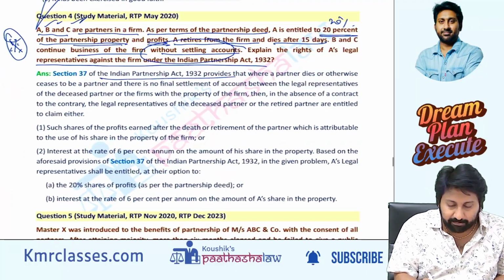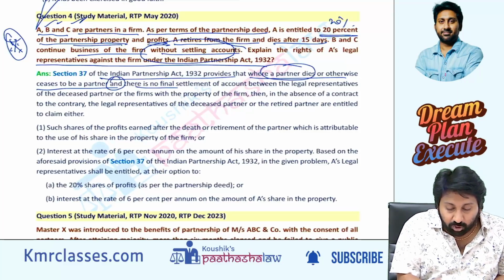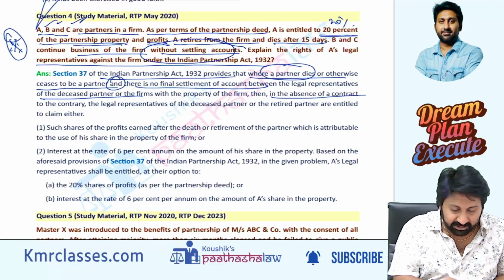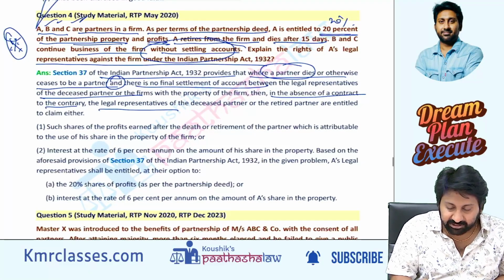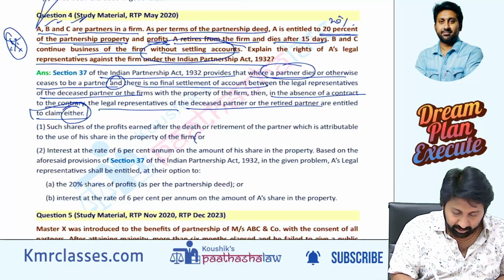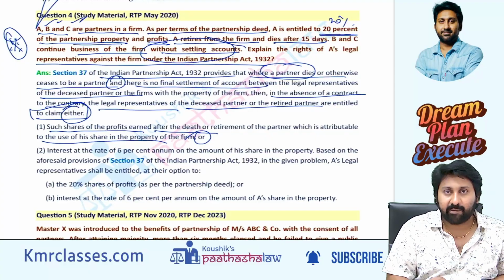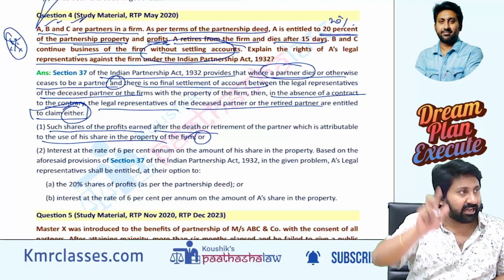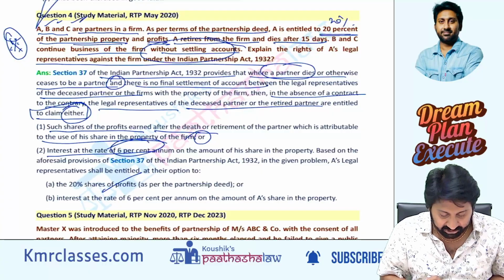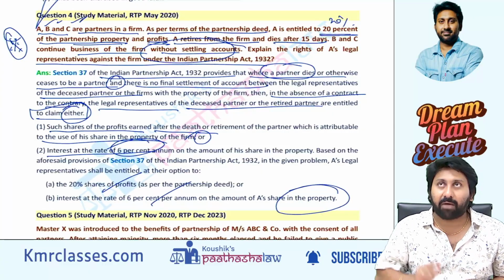So the Indian Partnership Act provides that where a partner dies, ceases to be a partner, and there is no final settlement of accounts between legal representative of the deceased partner, in the absence of any contract, legal representatives of the deceased partner are entitled to claim either this or that: such a share in the profits earned after death, which is attributable to his share. Means how much share he is having? 20%. That share you can ask. Or interest at the rate of 6% per annum. So either 20% share in the profits or interest at the rate of 6% on the property value. Property value is 1 crore.